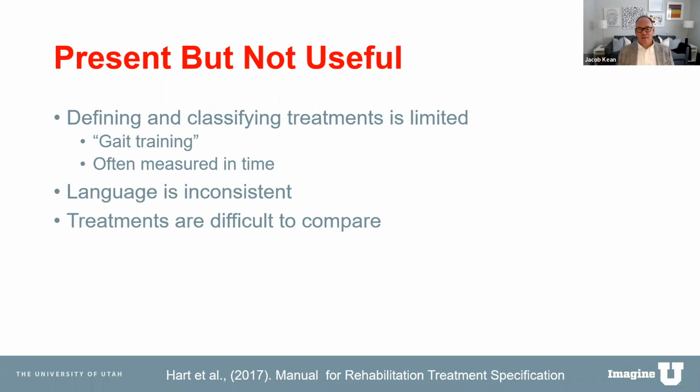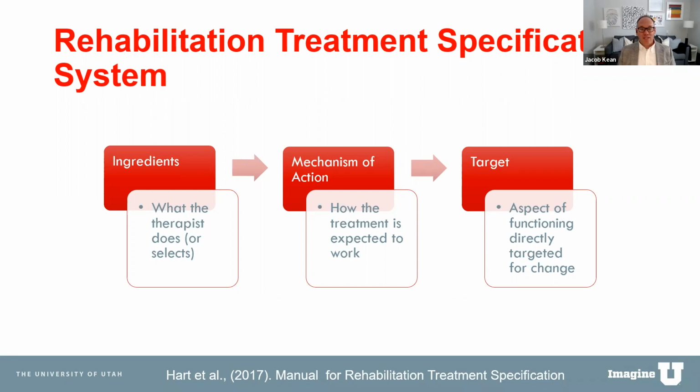In many cases, it isn't just noise that is introduced, but the recording of information in the clinic note makes EHR-based learning health system work not feasible. Accordingly, Hart and colleagues have created and over the last few years have advanced the rehabilitation treatment specification system. It is designed to help describe and organize treatments from the theoretical perspective. It specifies the treatment ingredients, or what the therapist does or selects. It specifies the mechanism of action, or how the treatment is expected to work. And it specifies the target, or the aspect of functioning directly targeted for change.